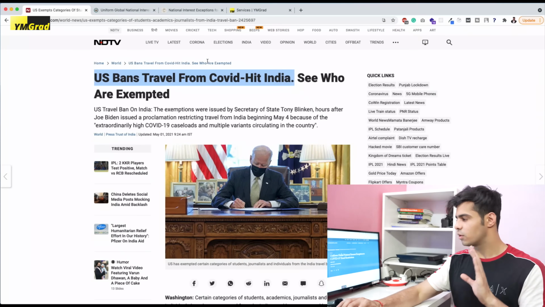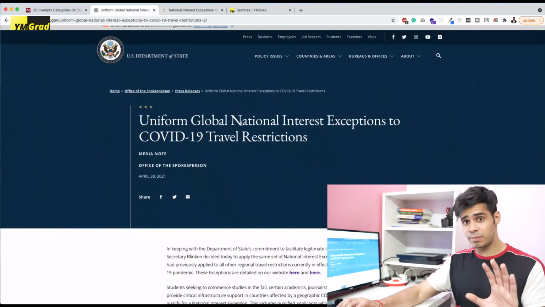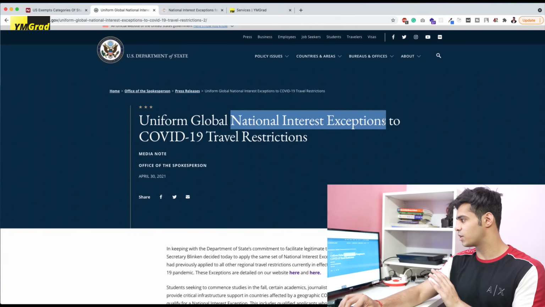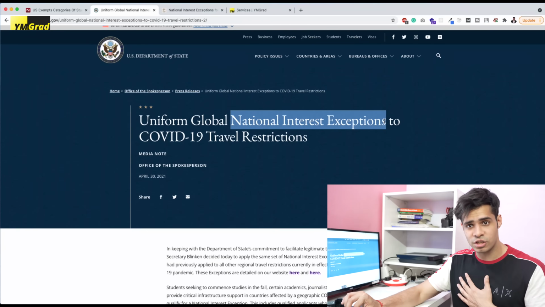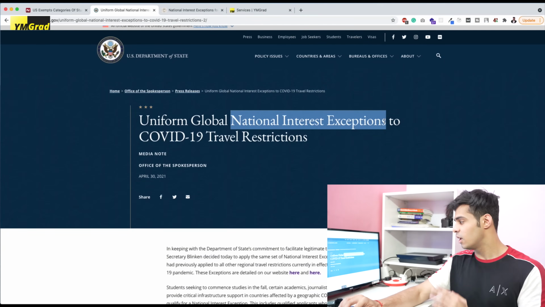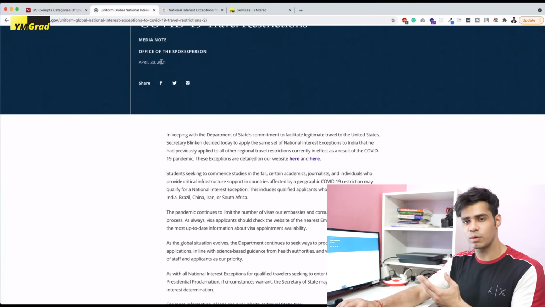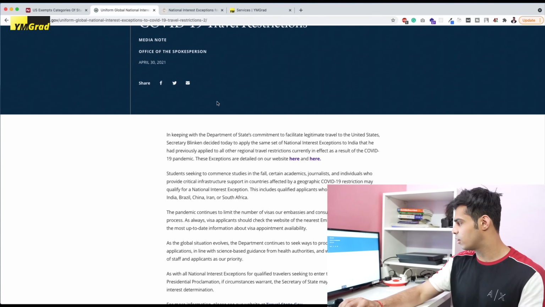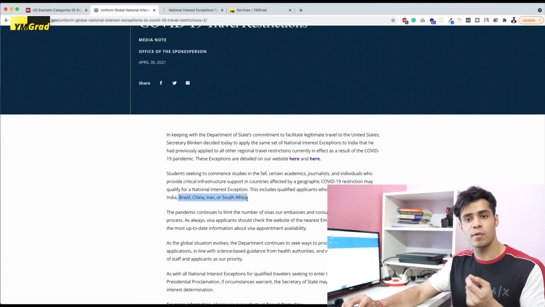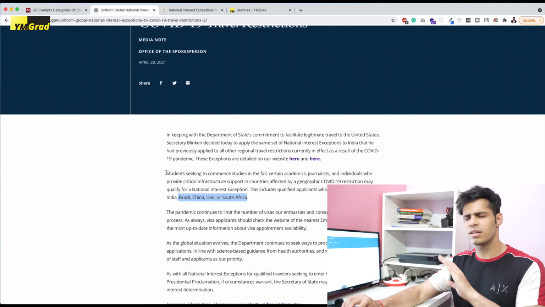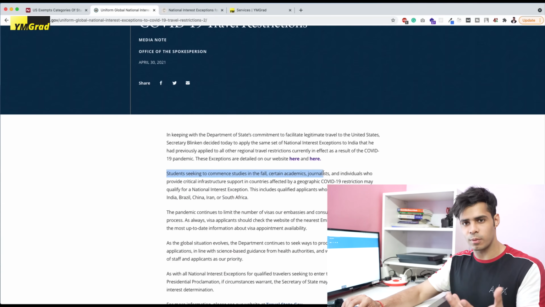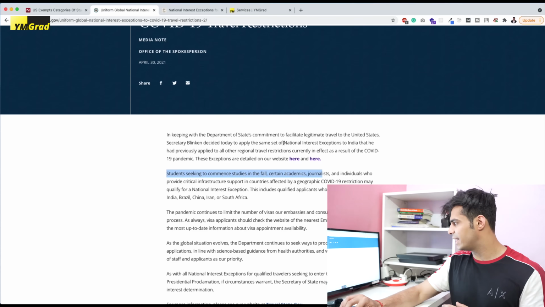So, while the ban is still in place, they have some national interest exceptions. Even though our national interest says don't take in people from India, there are exceptions, and this was updated on April 30th, 2021. Recently they said, look, we already banned travel from Brazil, China, South Africa, Iran. We had a national interest exception over there for students and some other people also, but mainly for my channel I'm going to say for students. And now we're adding India to that list.